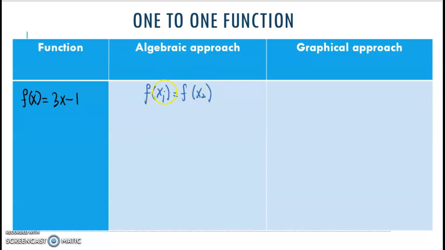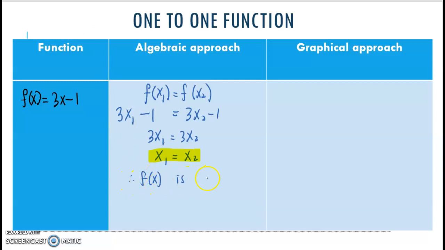Okay, we are going to substitute x1 into this function. So we have 3x1 minus 1 equals 3x2 minus 1. Okay, now we are going to bring negative 1 to the right. So we have 3x1 equals 3x2. And then cancel out the 3, so we have x1 equals x2. If the final statement is x1 equals x2, our conclusion is f(x) is a one-to-one function.